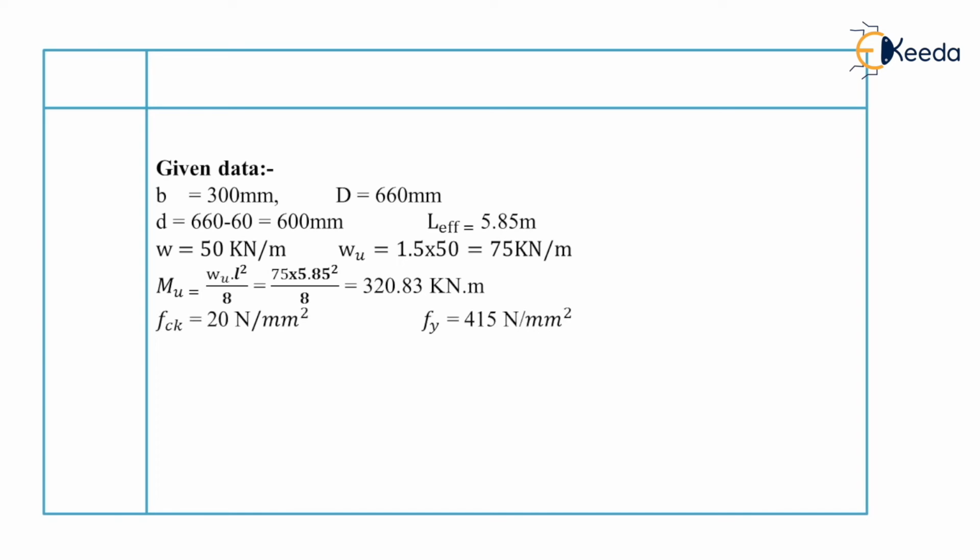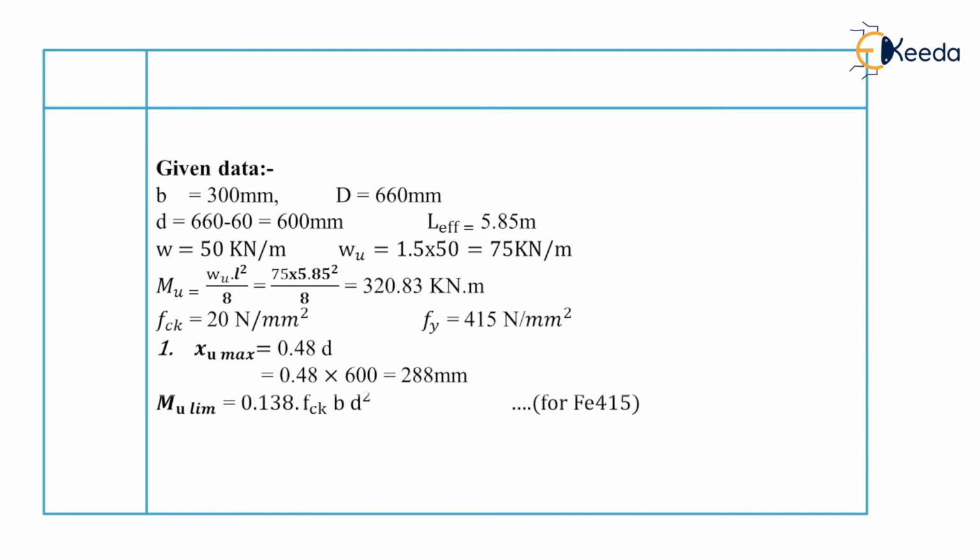Fck is given as 20 Newton per mm square and Fy is 415 Newton per mm square. So our first step is to find out the Xu-max. As Fe415 grade of steel is given, Xu-max is equal to 0.48 into D. So 0.48 into 600 is equal to 288 mm.